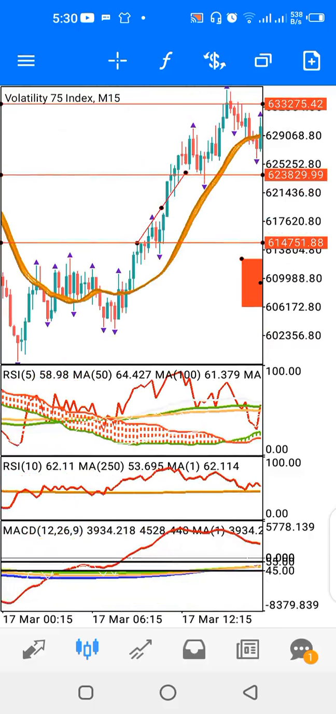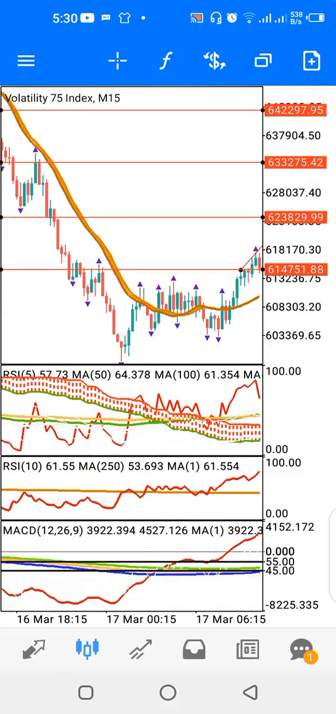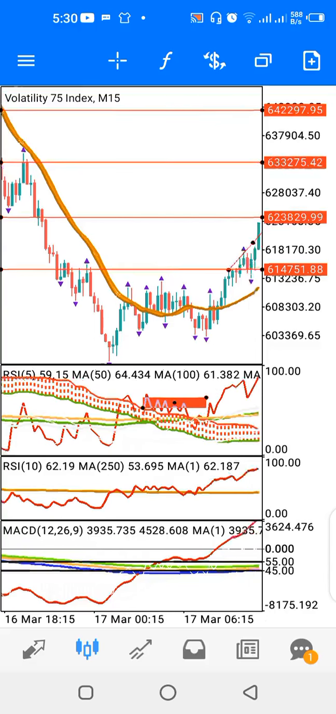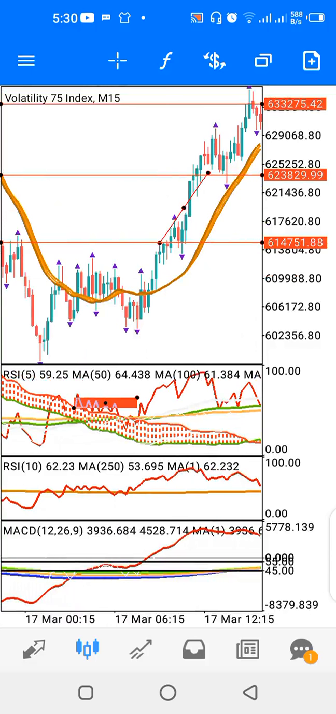The way it works is when this red line crosses above all the indicators, I mean the moving averages and the Ichimoku band, like you have a cross above here, this is your buy signal. So you can always enter buy trades when it crosses above, like you have around here.